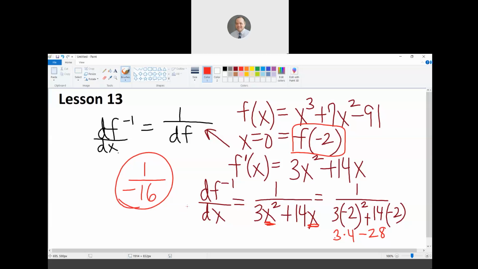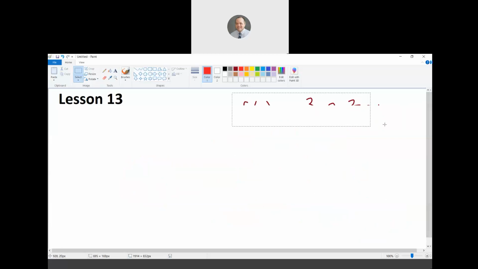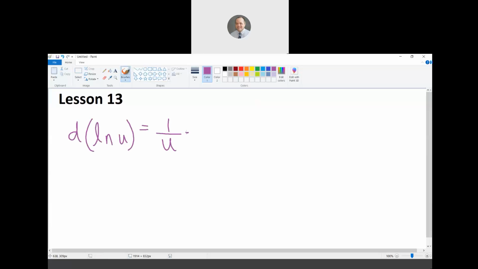The other major thing we need to discuss from lesson 13 is derivatives of natural logs and logarithmic functions. But before we work out some problems, let me go over the various derivative rules with you. Starting with the derivative of natural log of u is equal to 1 over u times the derivative of u.